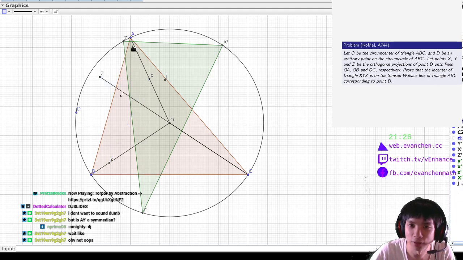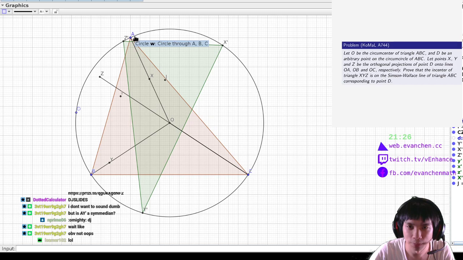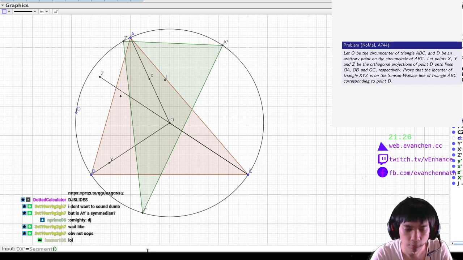Okay, so we're just gonna dilate the triangle so that everything's on the same unit circle. And yep, it's a thing. Dx prime.